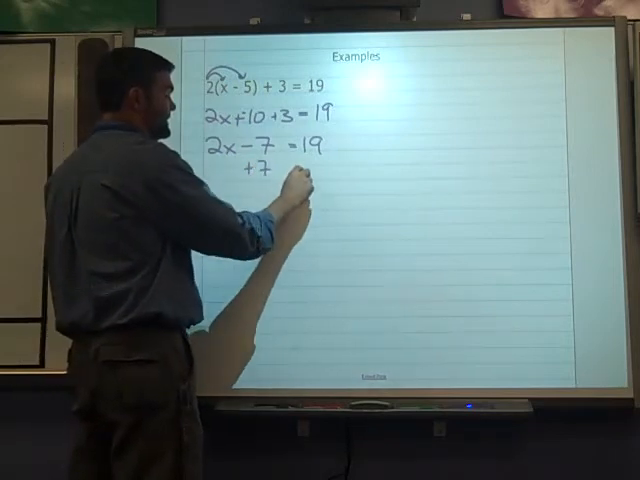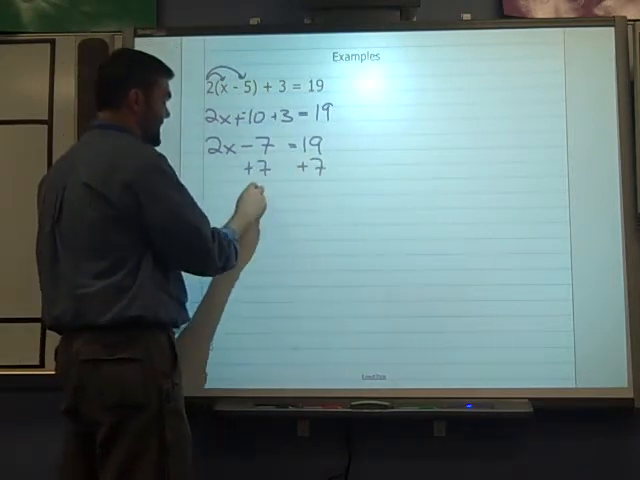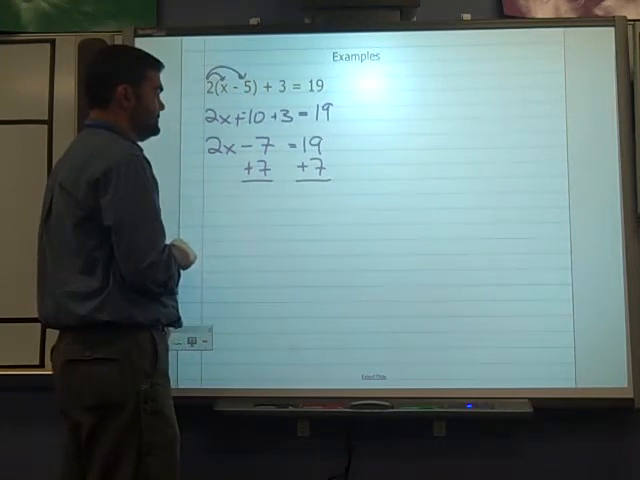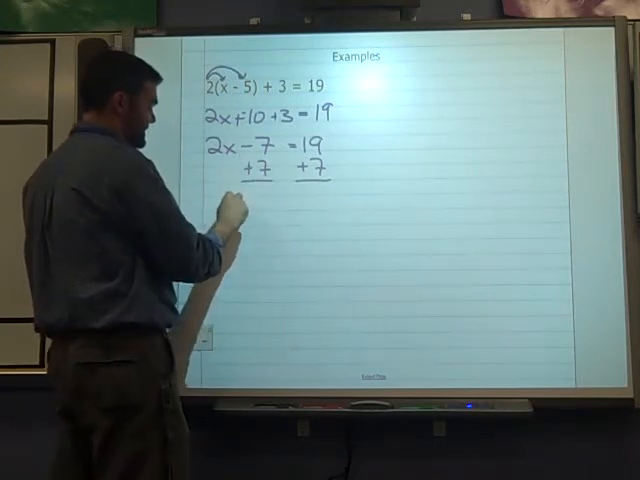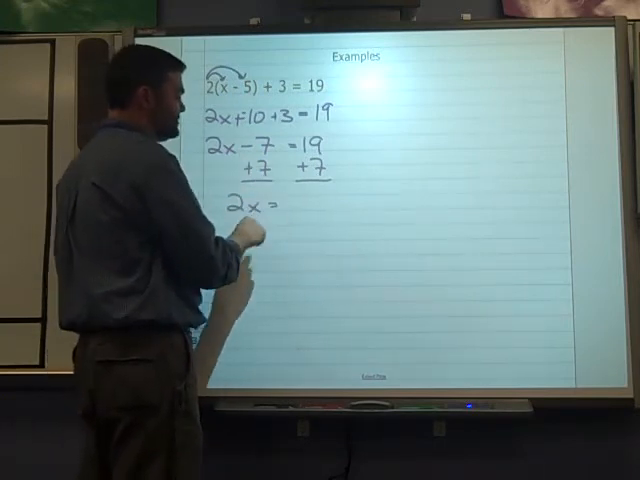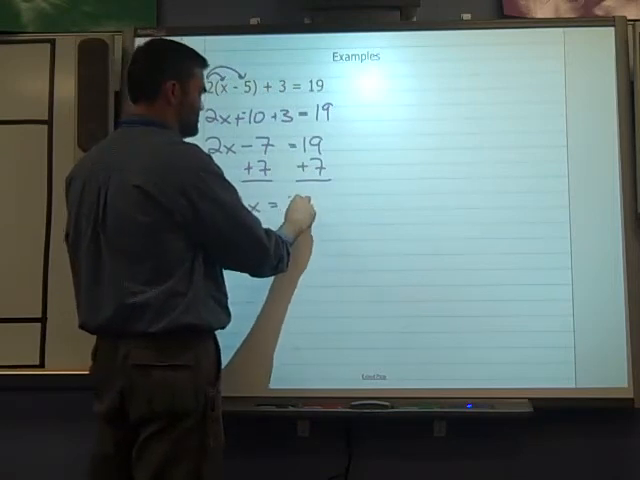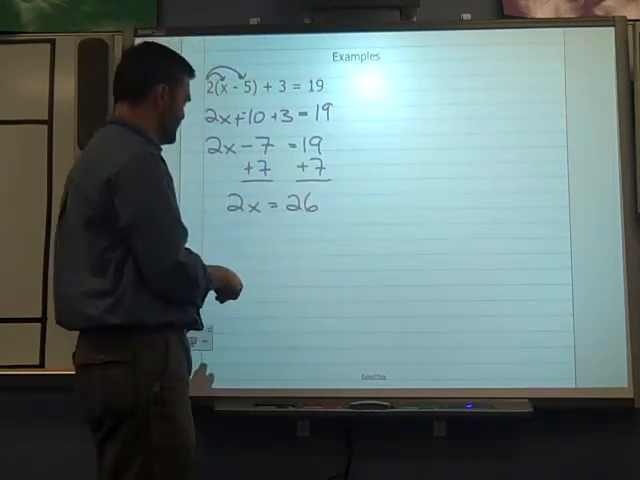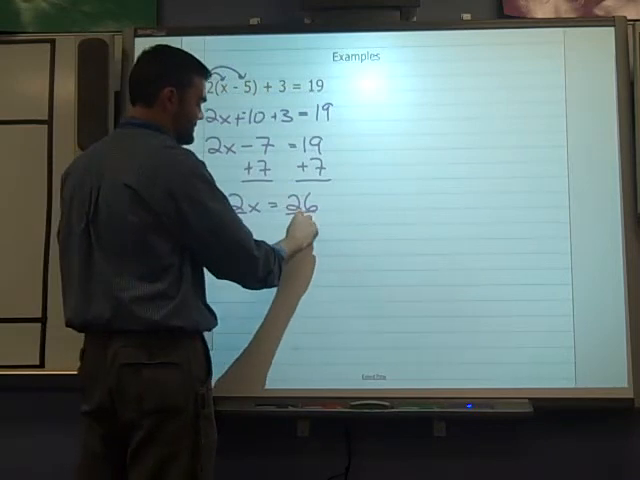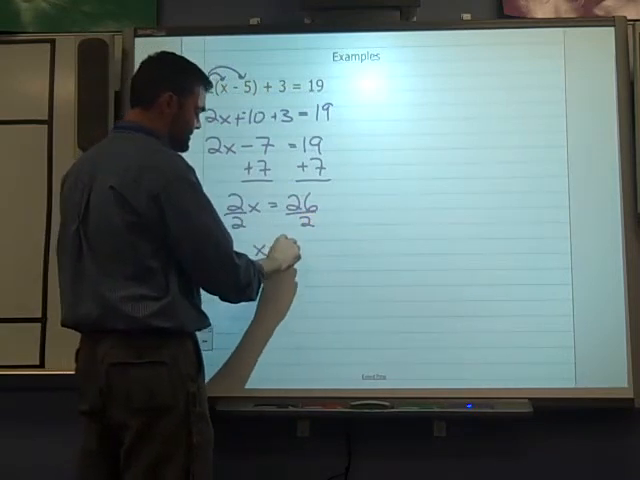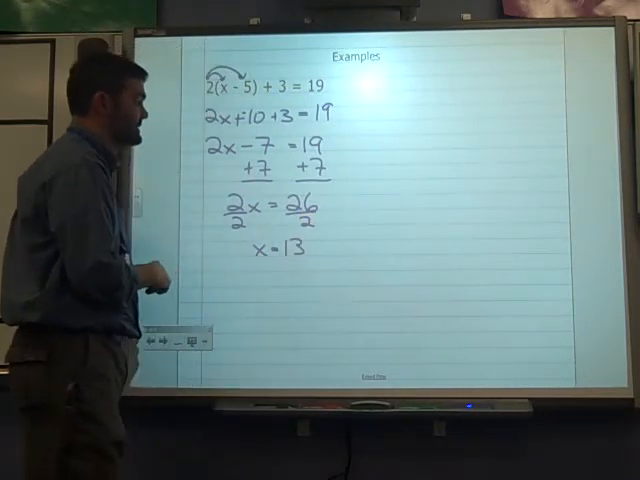Now we have a two-step equation, which you all know how to do, so we can go through this pretty quick. We can add 7 to both sides. 7's cancel out. We're left with 2x equals, what's that, 26? Divide by 2. Divide by 2. X should equal 13.